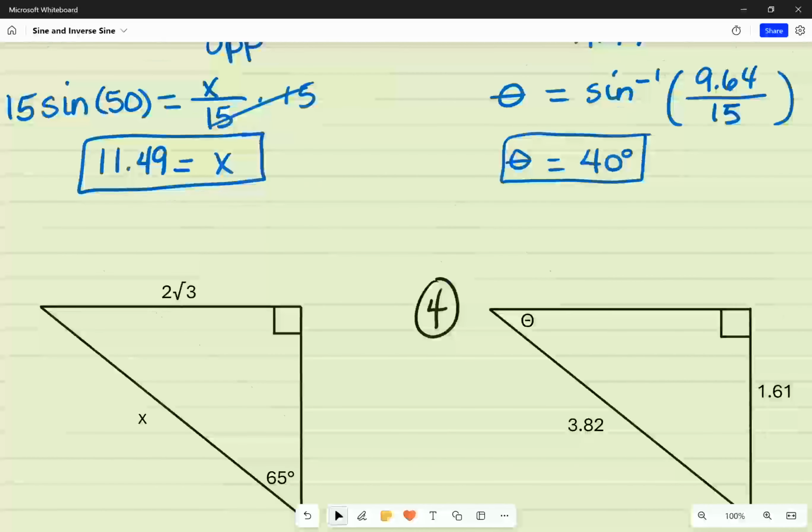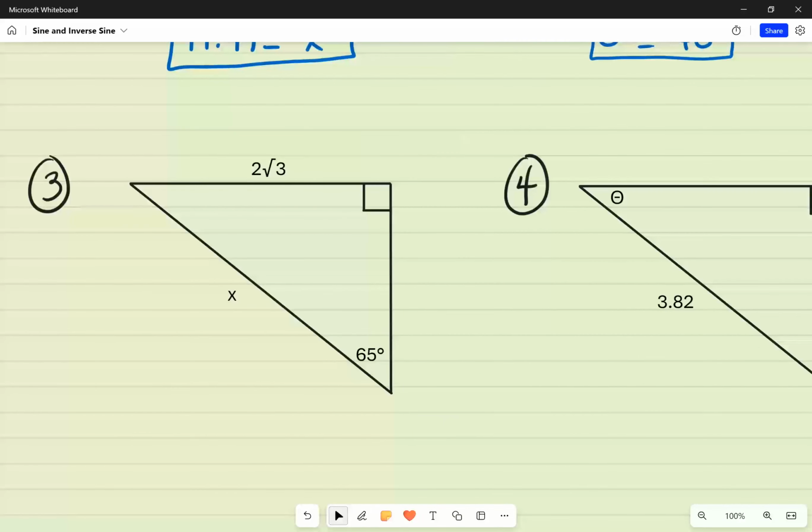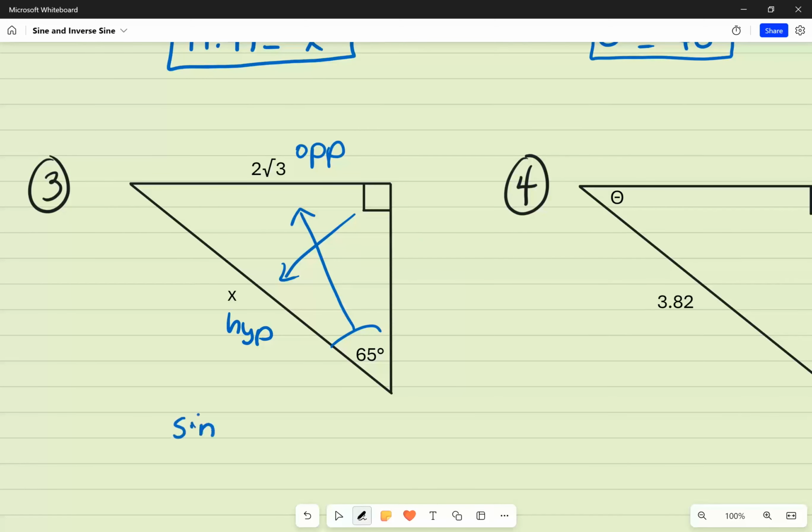Now let's go down to example 3. Let me go ahead and label my sides. So across from my right angle is my hypotenuse. The angle I'm given is 65. Across from that is my opposite. And since I'm trying to find a side, what I want to do is use sine of the angle 65 is equal to opposite, which is 2 root 3, over hypotenuse x.